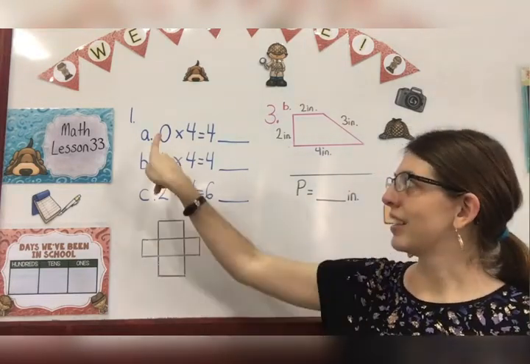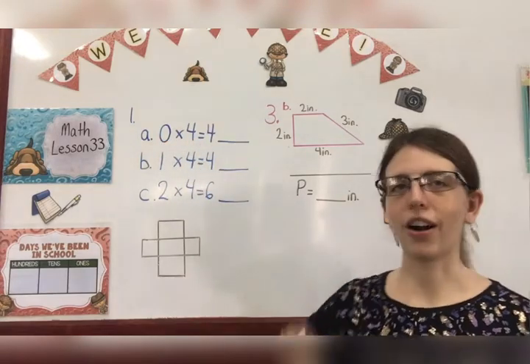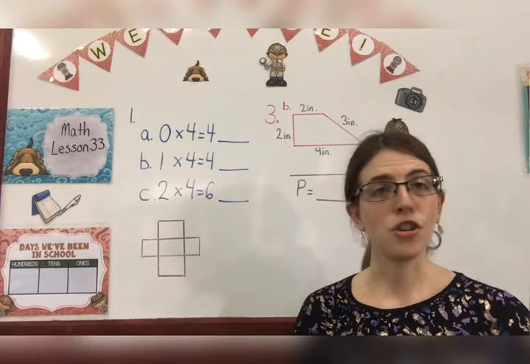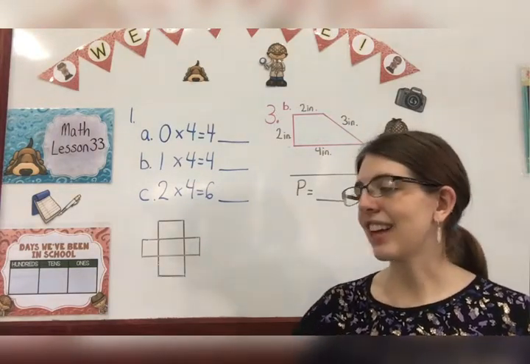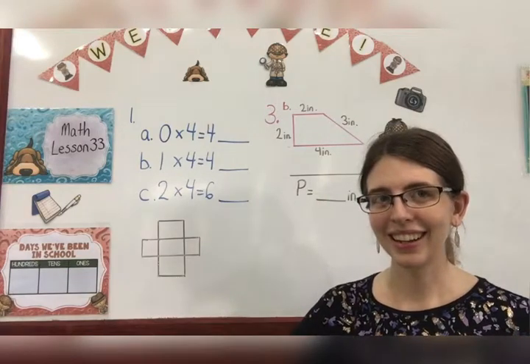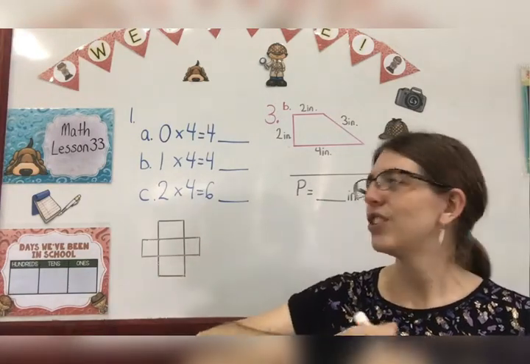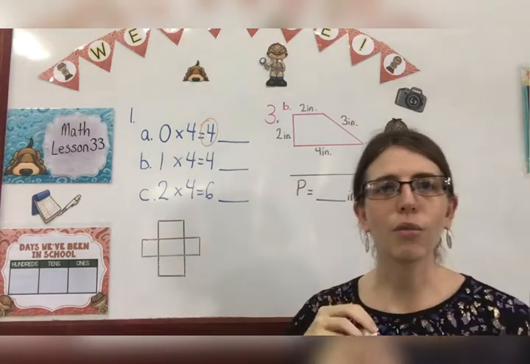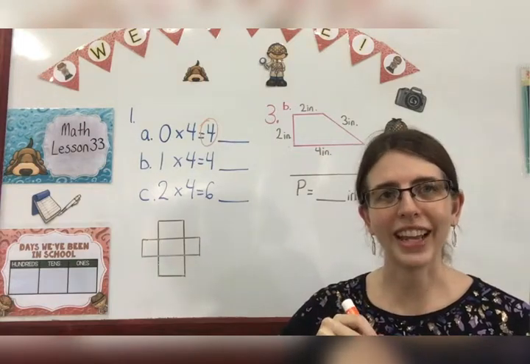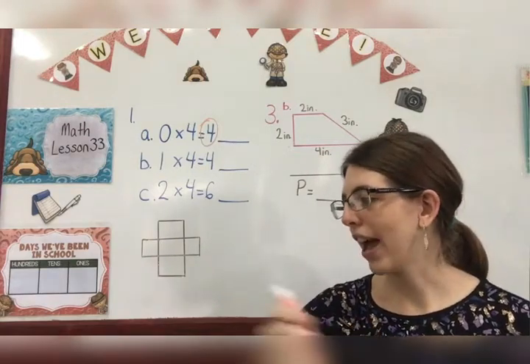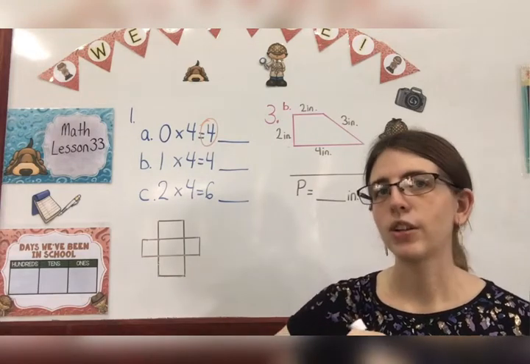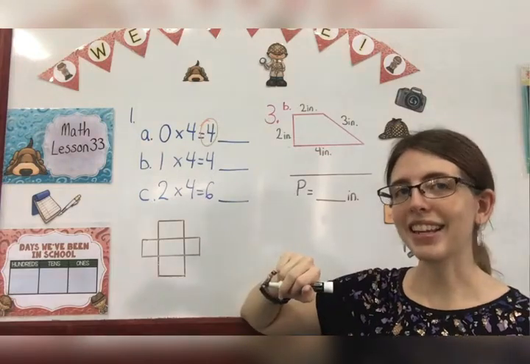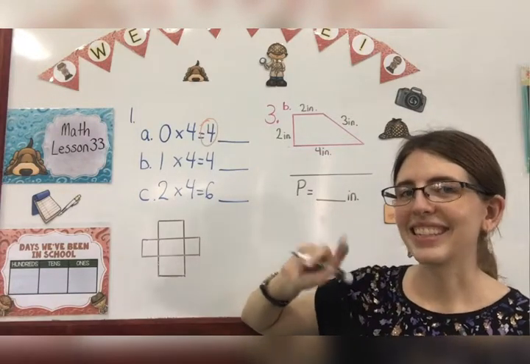Letter A, 0 times 4 equals 4. Is that the right answer? No, it's not, because anything times 0 equals 0. That's right. So this is not correct. That is an incorrect product, so I'm going to circle it. Then it says to write the correct product in the blank. So I'm going to write the correct answer right there next to it. What did we say? Anything times 0 equals? 0.